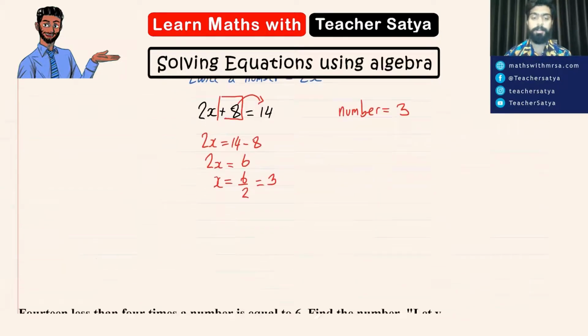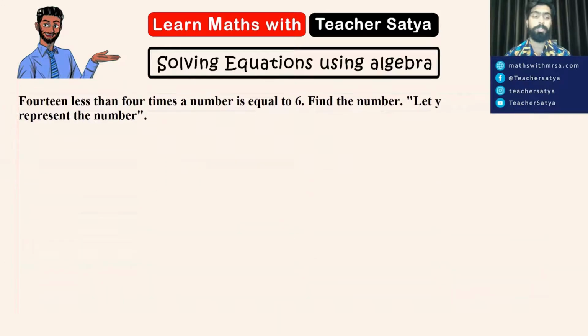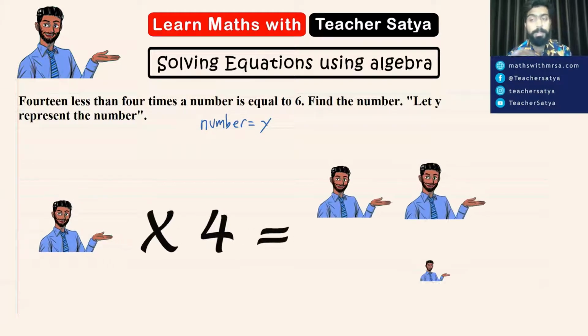Alright guys, now let's go to question number 2. 14 less than 4 times a number is equal to 6. Find the number, and in this question they have given that the number is equal to y. Now before that, let's understand what we mean by 4 times a number. Okay, so 4 times a number is 4 multiplied by the number.